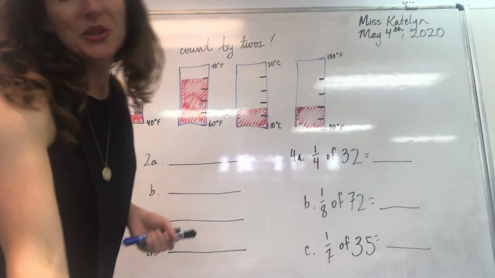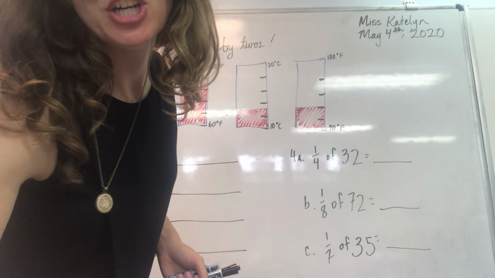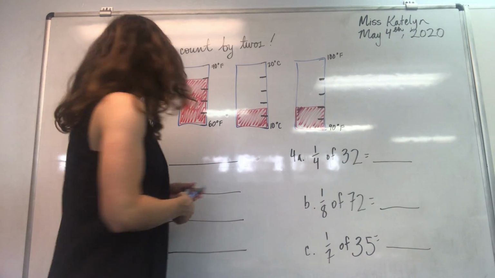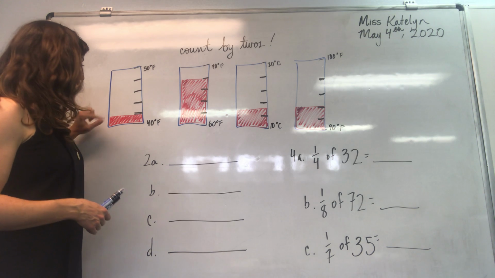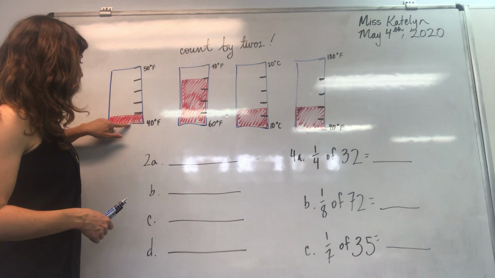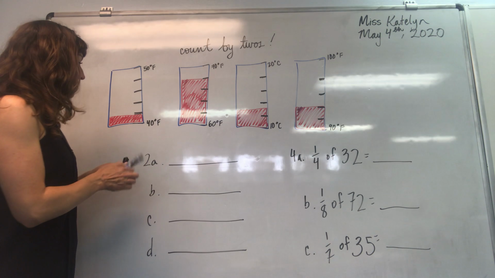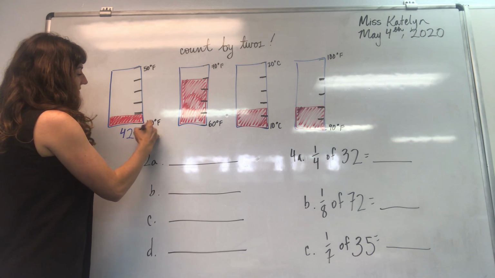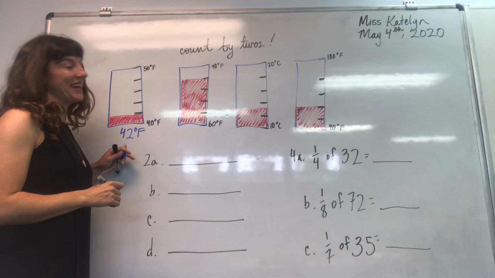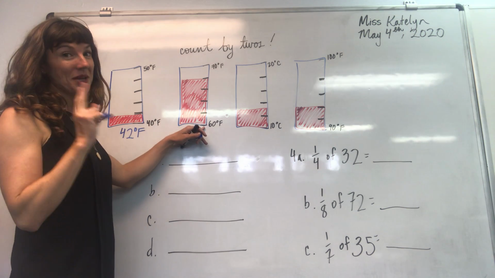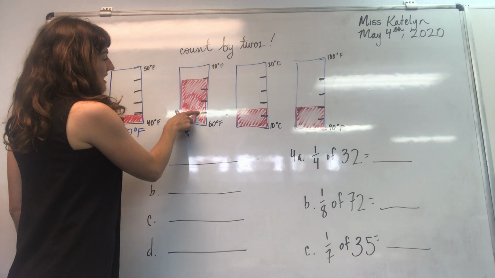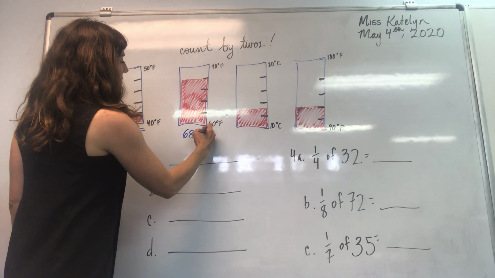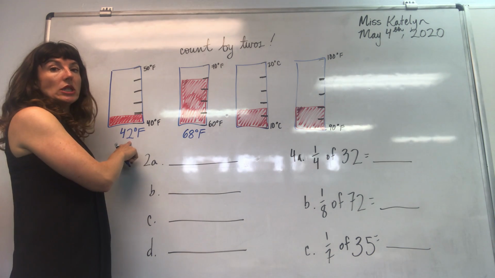1A, they want you to state the temperature and make sure that you are saying if it's English Fahrenheit or metric Celsius. So here we go. We start at 40 and it's up to that first line here. So 40, 42. This first one is 42 degrees Fahrenheit. Here we go, 60, counting by twos. 60, 62, 64, 66, 68. 68 degrees Fahrenheit. This is cold.